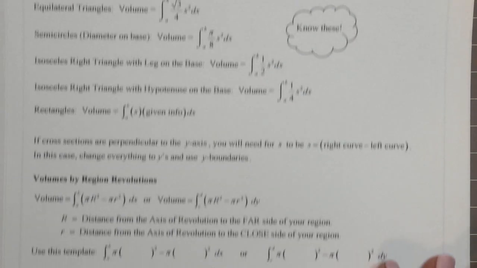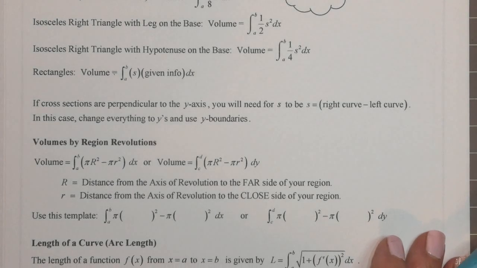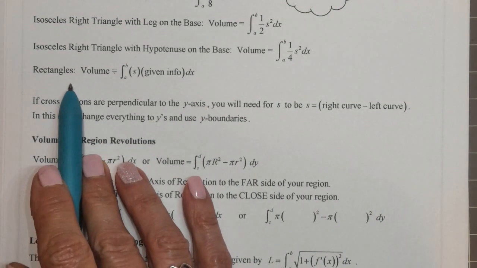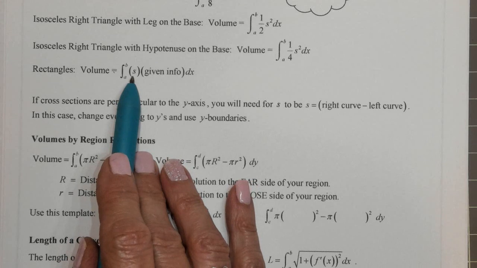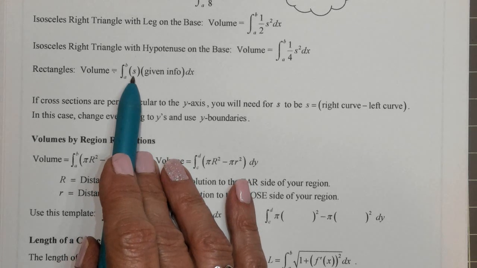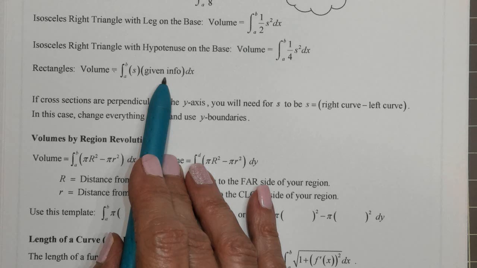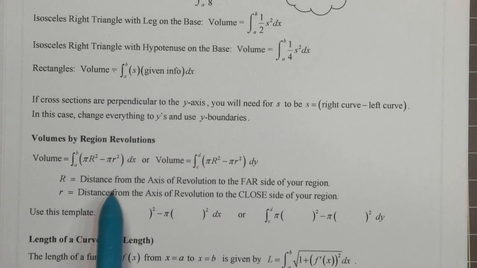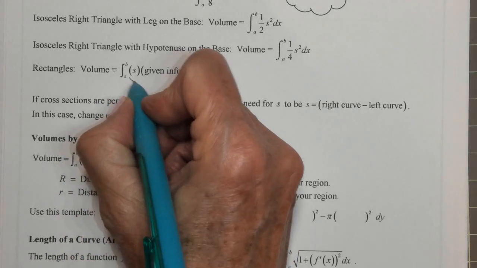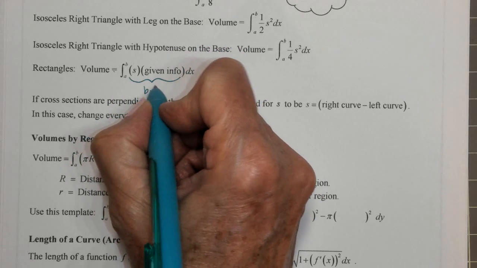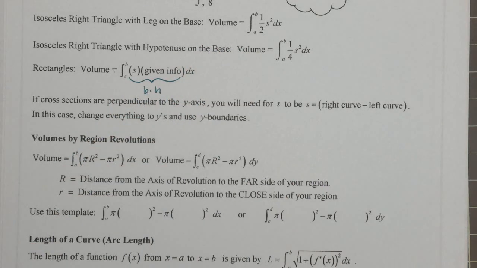I'm not going to go through all these because you can just read all of those. For a rectangle, one of the sides will be one of the dimensions of the rectangle, and for the other dimension, you'll have to use whatever information they give you. So just think, this is base times height, or length times width.